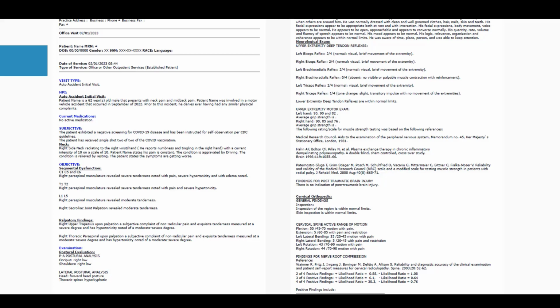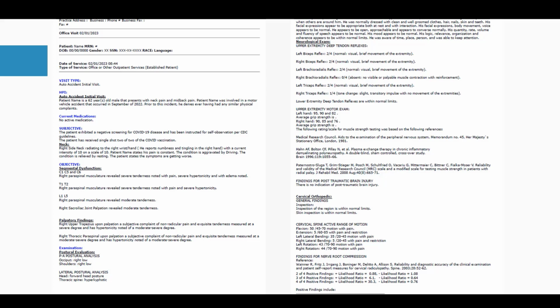Now, in addition to that, within those note sections, as we talked about, are note systems. And you can see those note systems, which are in bold and underlined. So under HPI, you'll see auto accident initial visit. That is a note system. You will see under subjective, NEC, that is a note system.